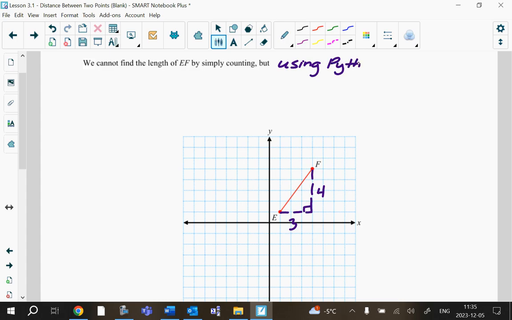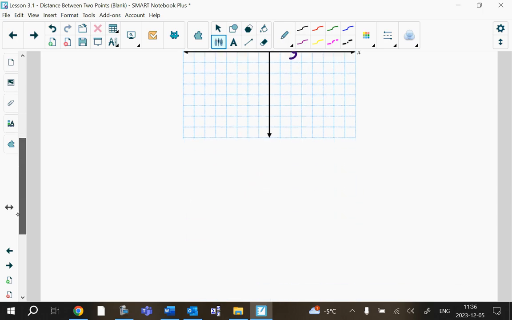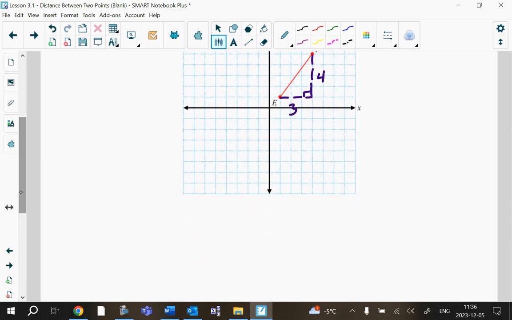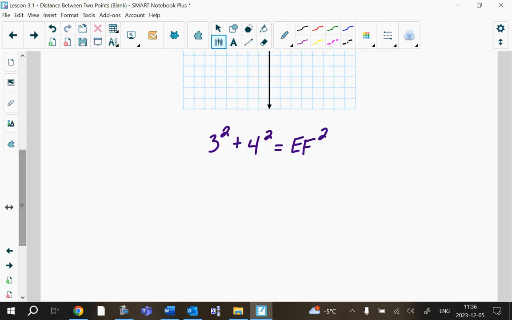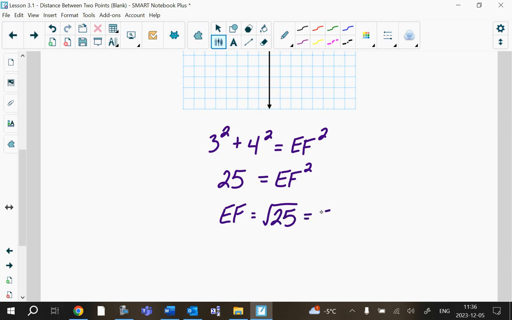We can find it using Pythagoras. So basically, a squared plus b squared equals c squared. So 3 squared plus 4 squared equals EF squared. That's the distance I'm trying to find, or the length I'm trying to find. 3 squared is 9, plus 4 squared, 16, is equal to 25. And therefore, to find EF, I just take the square root of 25. And it turns out it's going to be exactly 5 in this case.